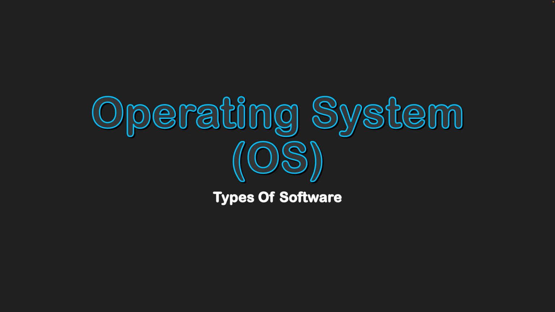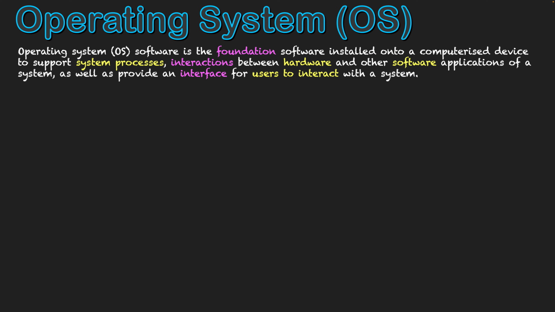Operating system, OS, types of software. Now, operating systems or OS software is the foundation software installed onto a computerized device to support system processes, interactions between hardware and other software applications of a system, as well as provide an interface for users to interact with the system. So what we're going to do in this video is look at a number of features that allow all of this to happen.